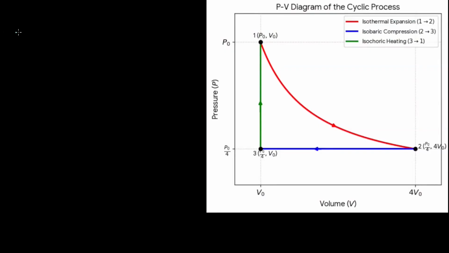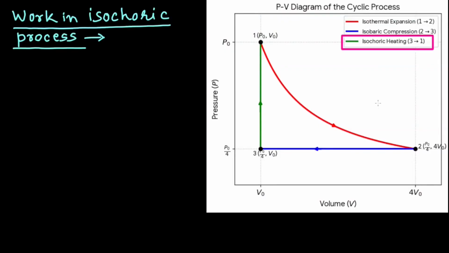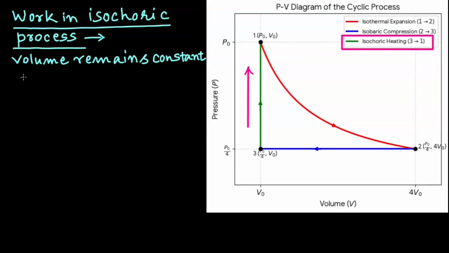Work in isochoric process. In the final stage, the volume remains constant. For an isochoric process, from 3 to 1, change in volume delta V is 0. V0 is same. So, work from 3 to 1 is also 0.